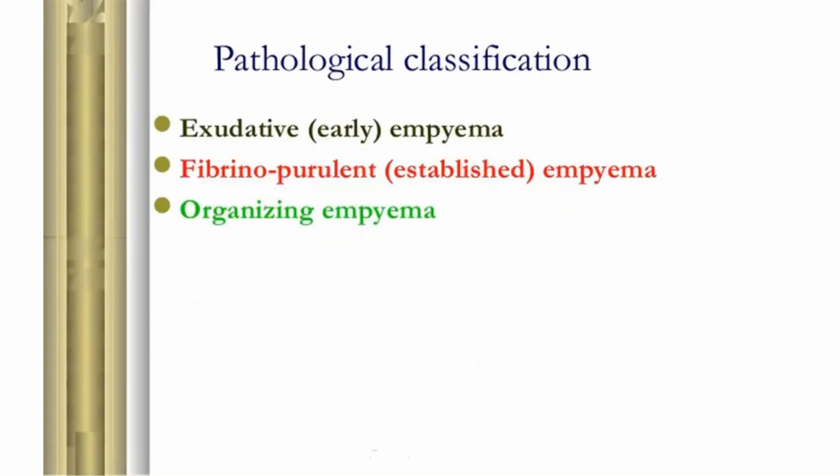Pathologically, the first stage is exudative. Initially there is exudate, from infection. Then comes the fibrin and it becomes purulent because there is a lot of cells. Then this ultimately leads to the organizing stage: empyema, cystic empyema, loculated empyema.